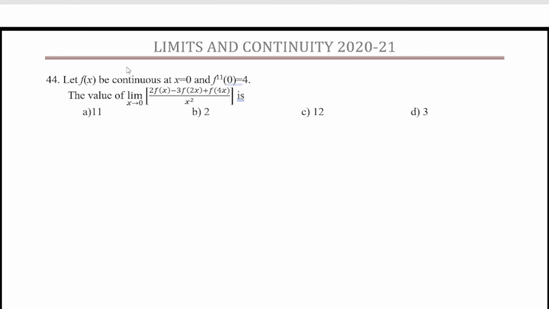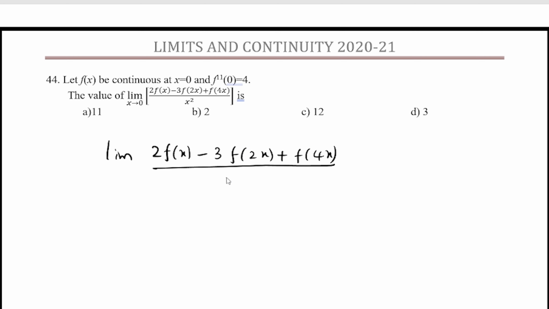Okay. 44th question. The function f of x is continuous at x equal to 0. Then find f double dash 0. F double dash 0 value is 4. Then to find limit of the function as x tends to 0, that is 2 into f of x minus 3 into f of 2x plus f of 4x divided by x square as x tends to 0. Now put x equal to 0, it is in the form indeterminate 0 by 0. So apply L'Hospital rule, differentiate numerator and denominator separately.